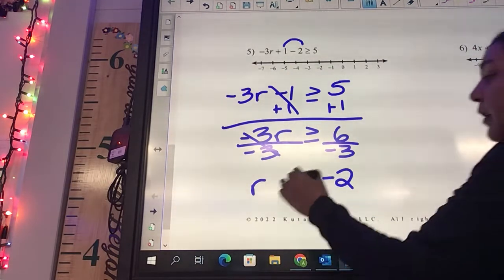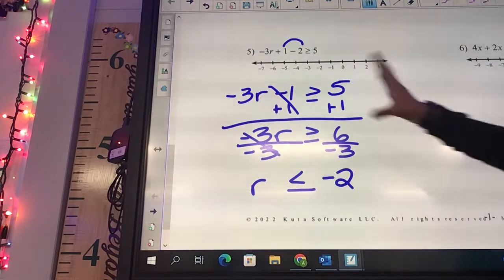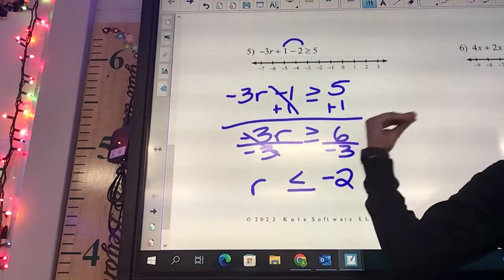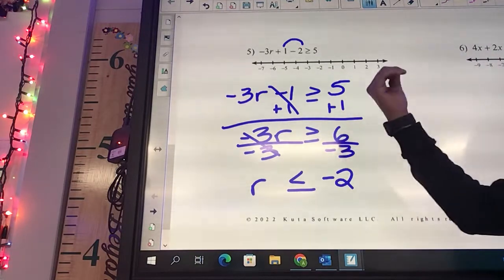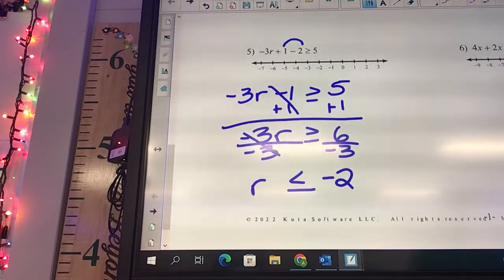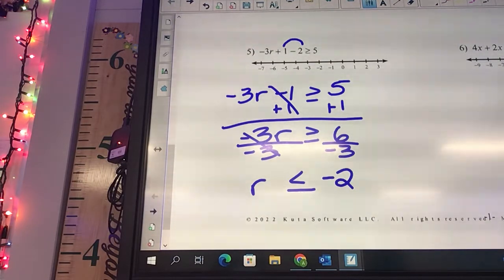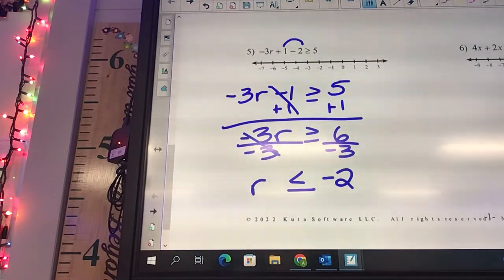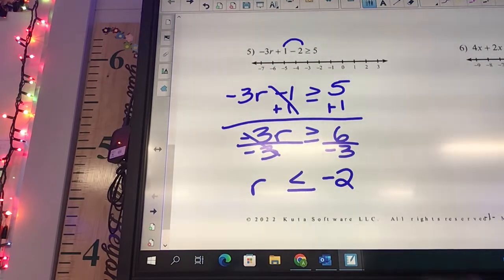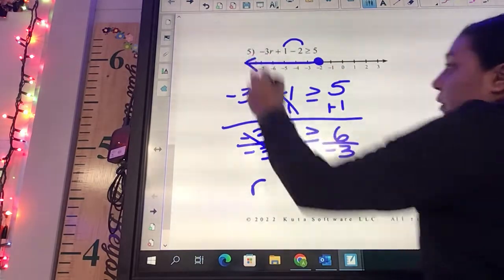Okay, so we do need to flip it. So instead of the sign going this way, it is now going to go this way. If you forget to do that, instead of your line going this way, it's going to be going that way or vice versa. Okay, so it doesn't change the location of your closed or open dot. It changes the direction of the line. Okay, so that's not drastic, but it is important. So on the negative 2, it's going to be closed. Left. Going to the left. Good.